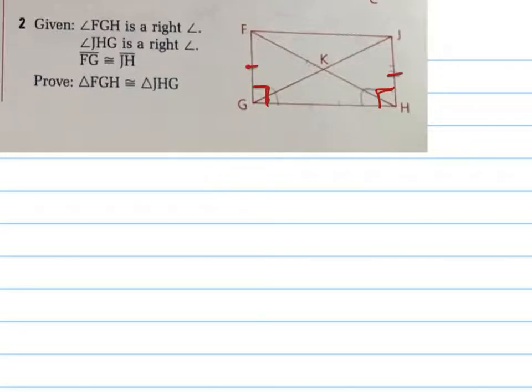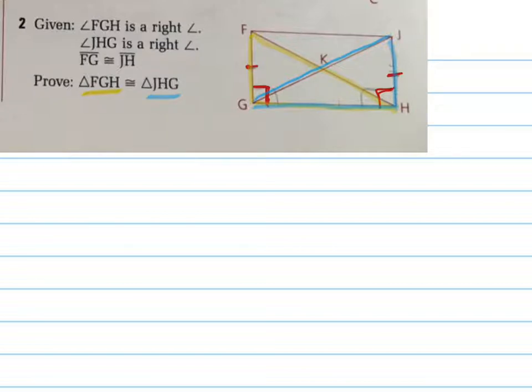Okay, and they want us to prove that the two triangles are congruent. Triangles FGH and JHG, so they want us to prove these two triangles. I'll highlight them for you. There's the one triangle in yellow, and the other triangle would be this one in blue. They want us to prove that those two are congruent to each other.